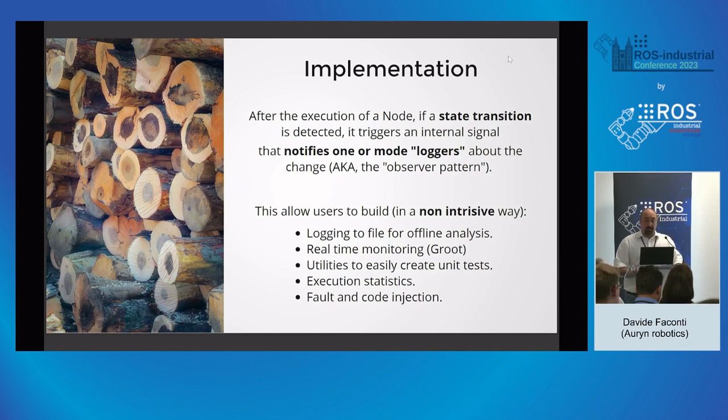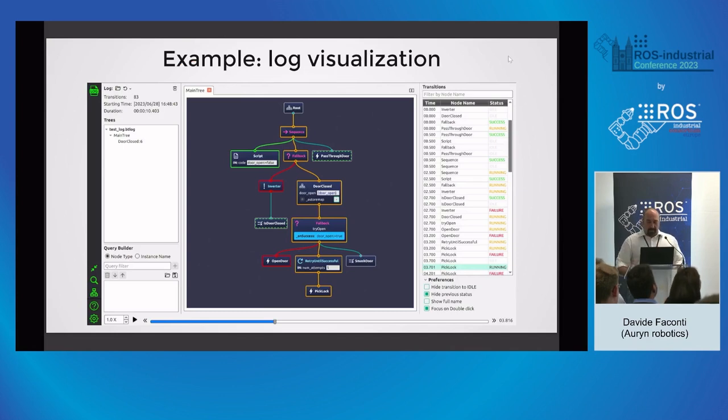Something else is that it also allows me to do fault and code injection. I'm going to show you more about this, but it means that I can basically force a certain node to return the value I want, not the one it wants. For example, this allows me to say, okay, I want to see what would happen if this localization action fails, because I want to see how the recovery behavior acts. So I can force that fault and experiment and see how this other branch that otherwise would not be taken is actually taken.